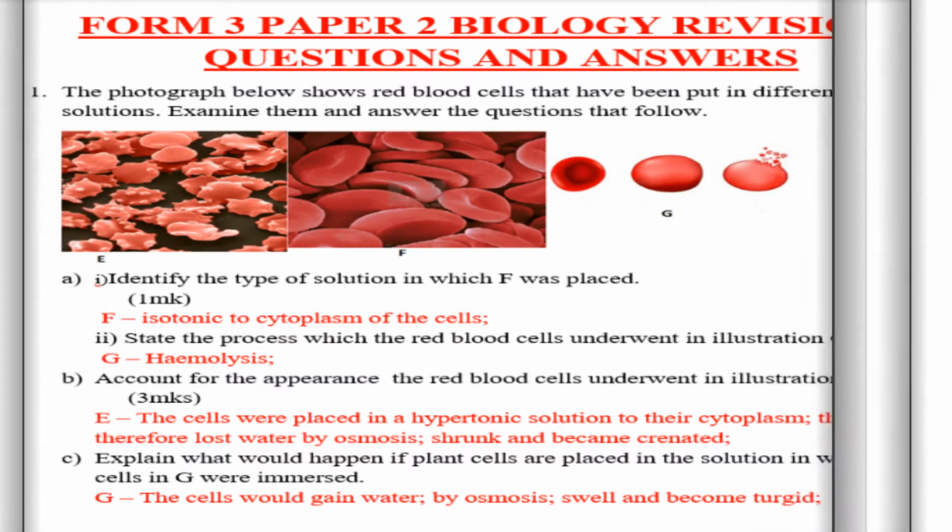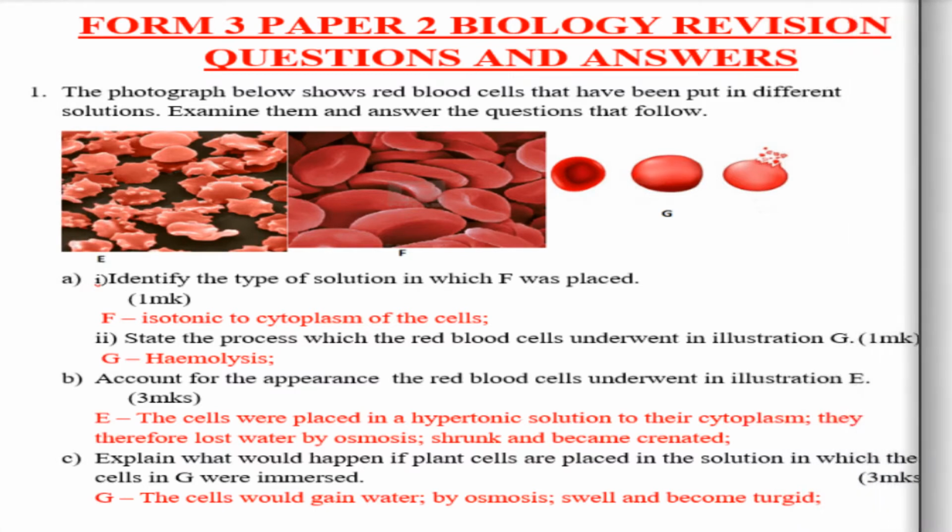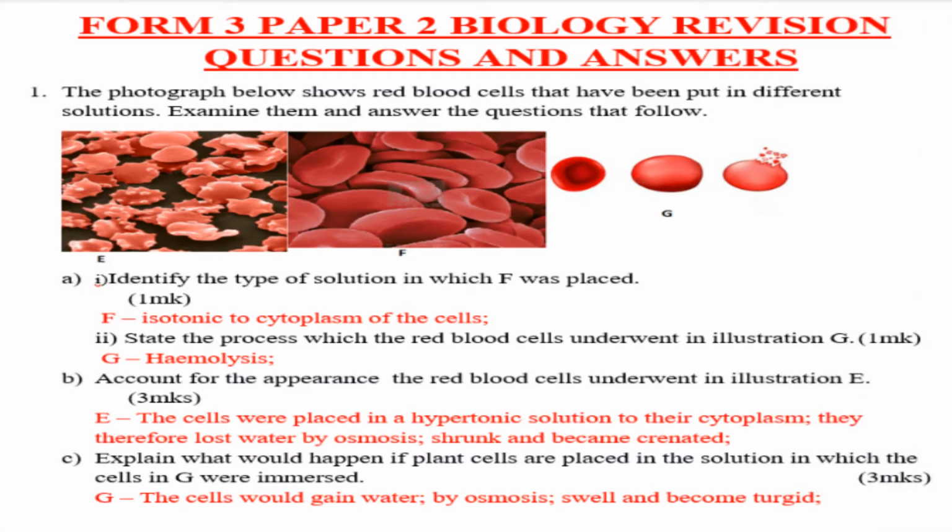Question 2: state the process which the red blood cells underwent in illustration G. You can see G, how they appear. That process is hemolysis.